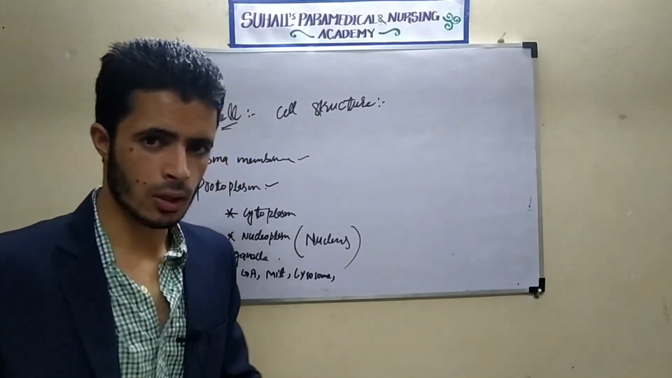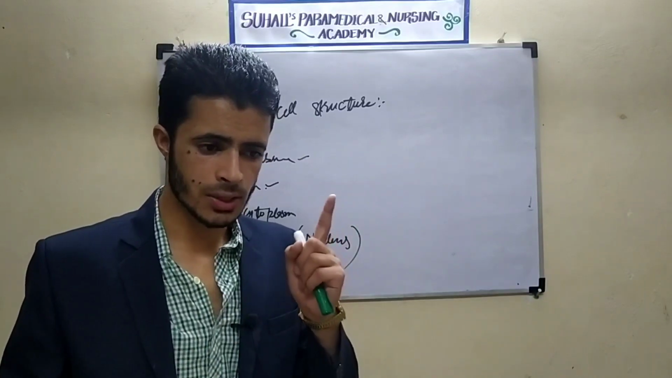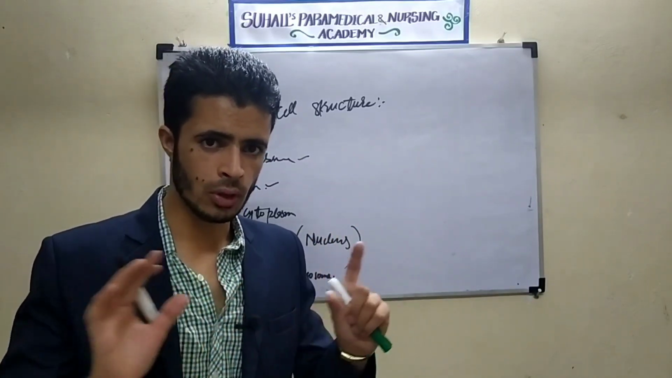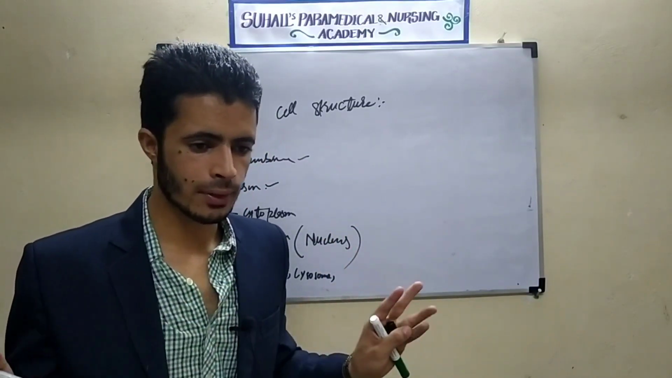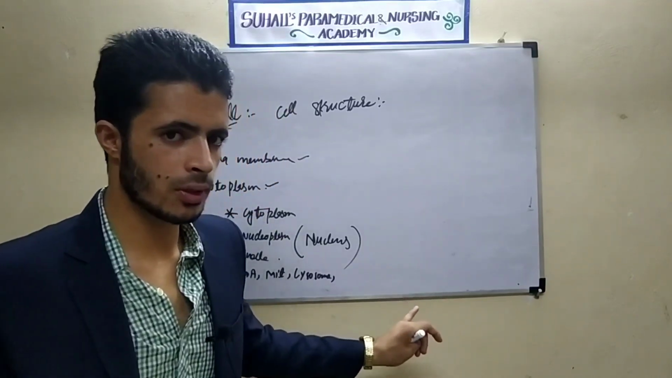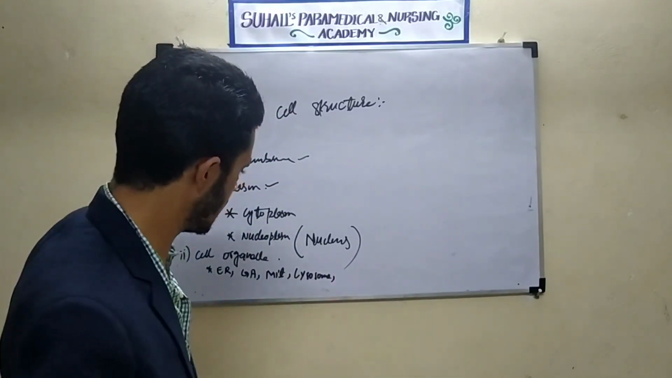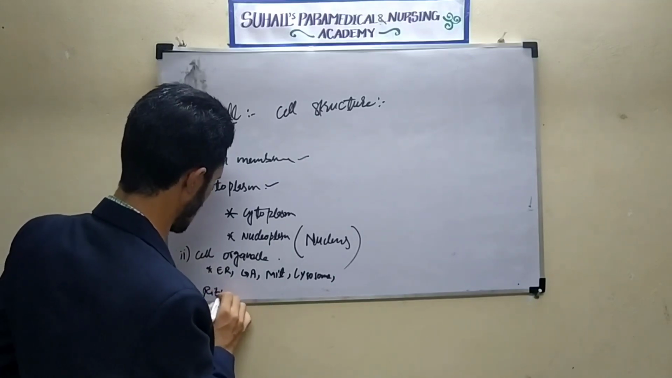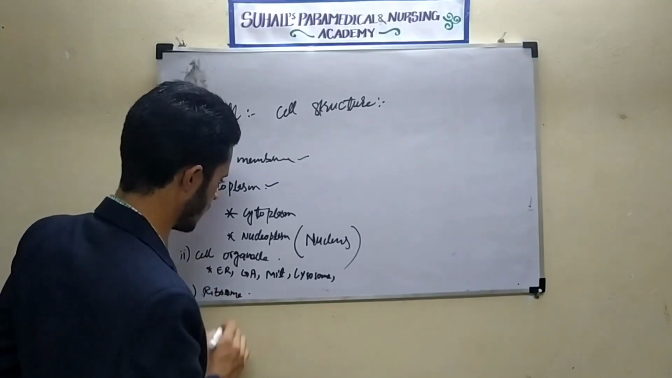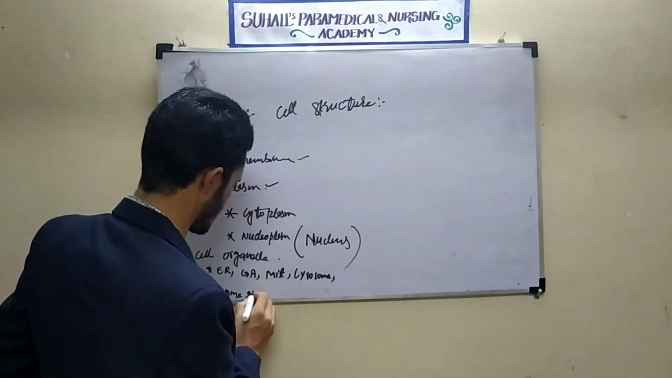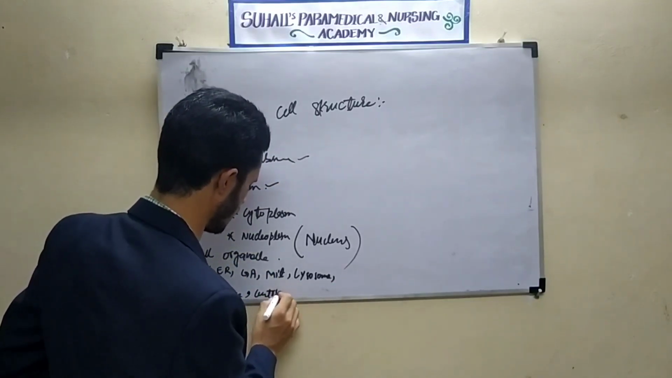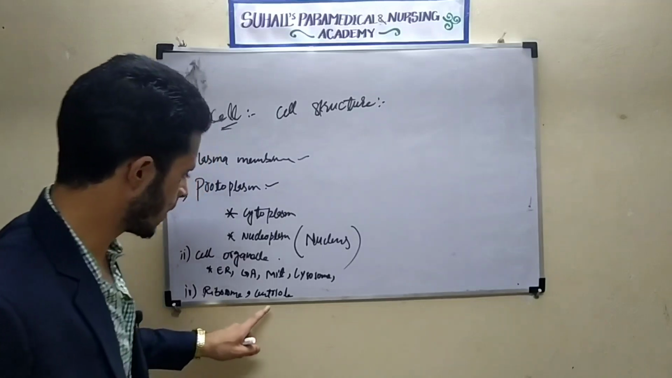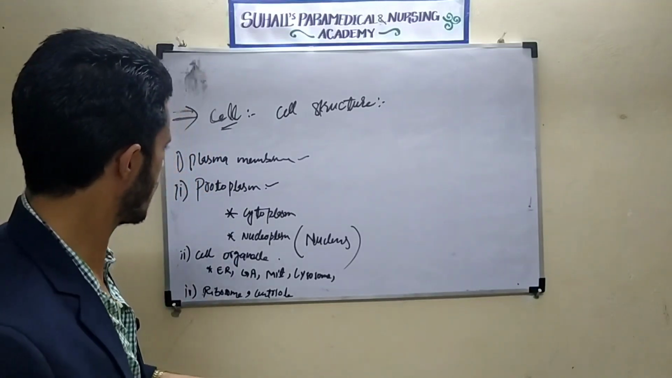Remember, ribosome is not considered an organelle because an organelle is any structure having its own membrane. Ribosome doesn't have a membrane. That is why ribosome is not considered among the organelles. But for the purpose, I will add ribosome here. Centriole also does not have a membrane, so centriole will also be in the external part.